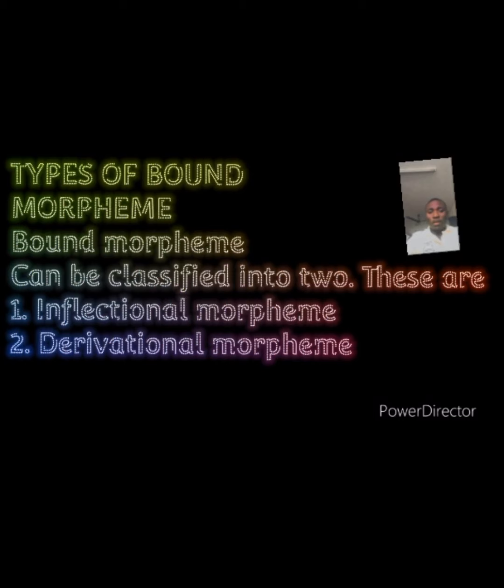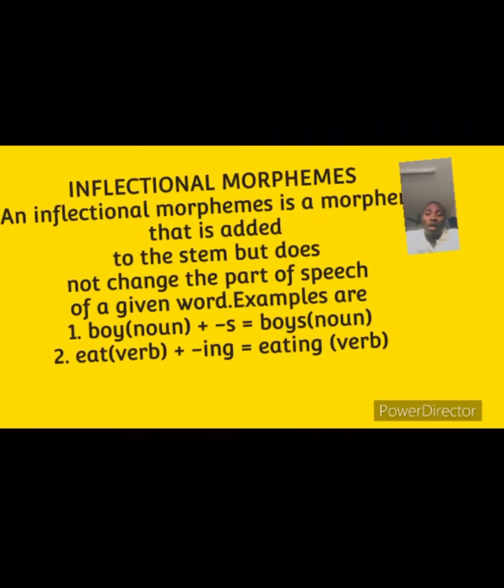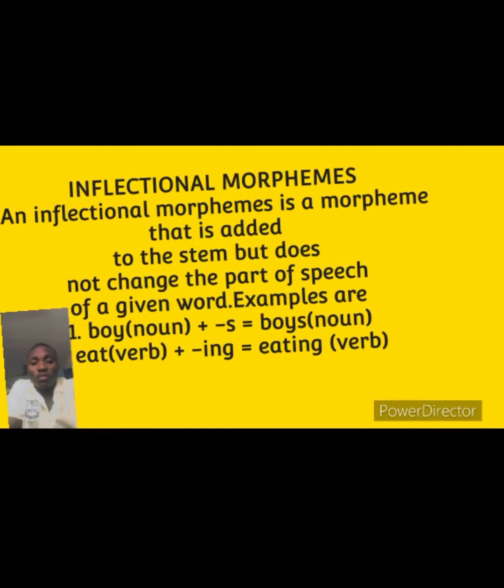Okay, let's move on to the types of bound morpheme too. Bound morphemes, like free morphemes, are also classified into two. These are inflectional morphemes and derivational morphemes. Let's start with the inflectional morphemes. An inflectional morpheme is a morpheme that is added to the stem but does not change the part of speech or word class of a given word.